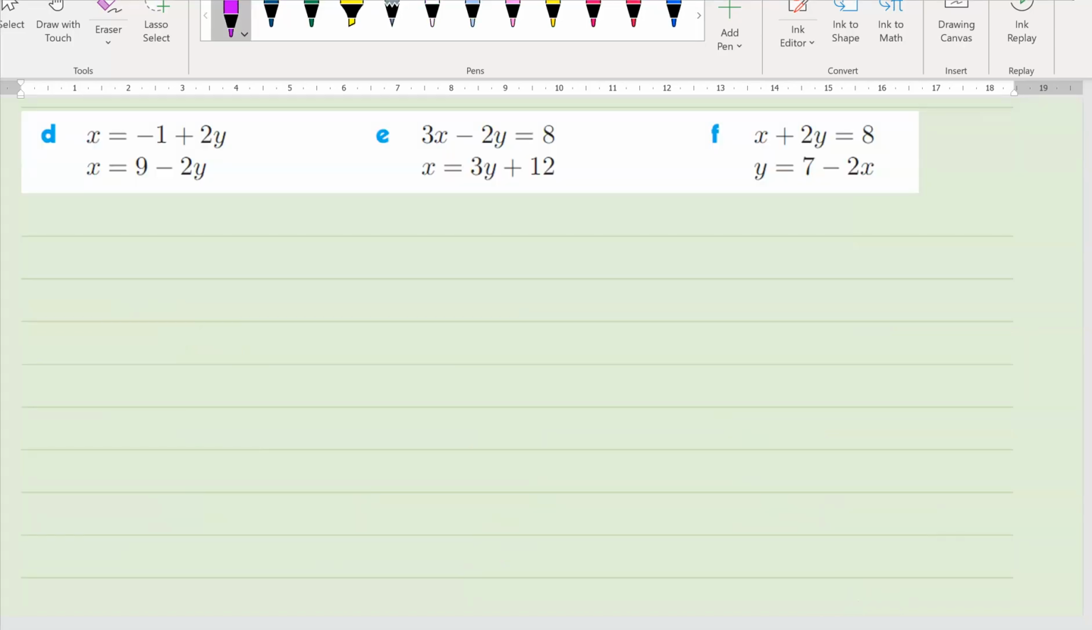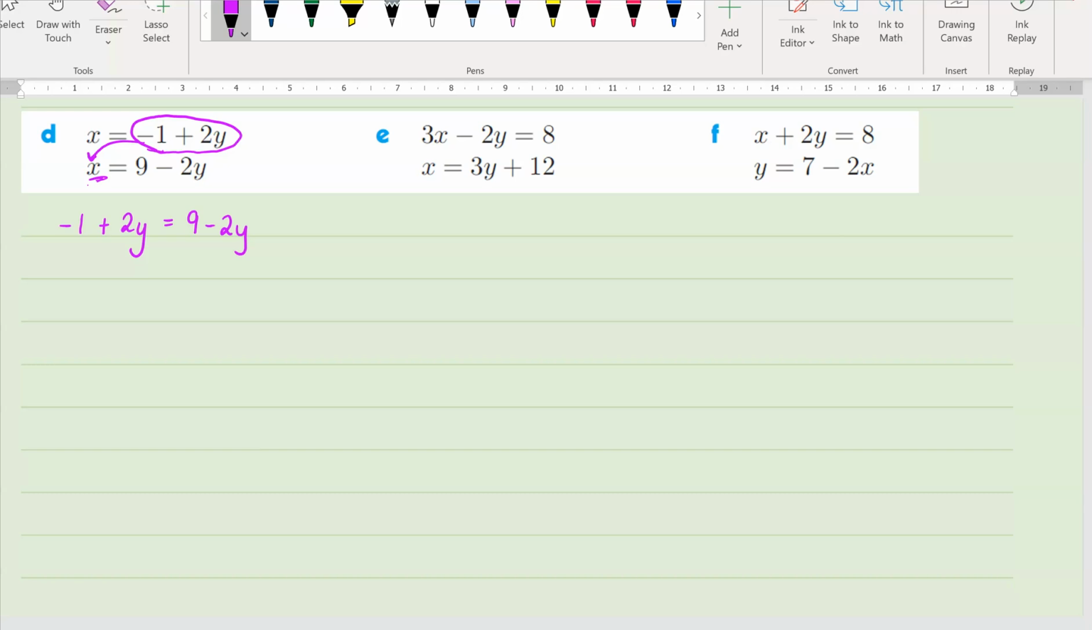Okay, let's zoom through these ones. Again, hopefully you've done this without me, although maybe with D, slightly different and yet the same. So this time we've got x equals and x equals. So we can do exactly what we were doing before. I'm going to replace this with this x here. So instead of writing x, I'm writing minus 1 plus 2y equals 9. Take 2y, right? I've just replaced it with that.